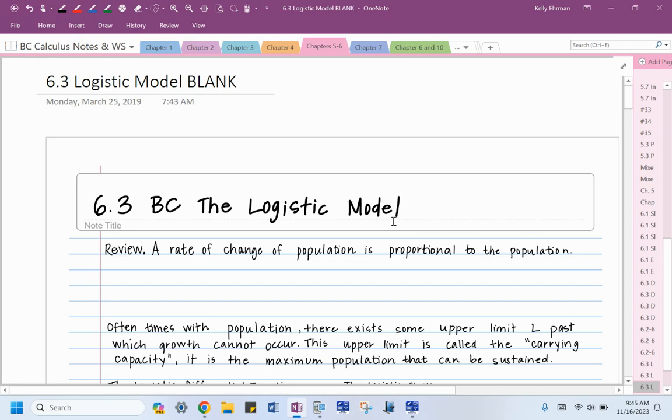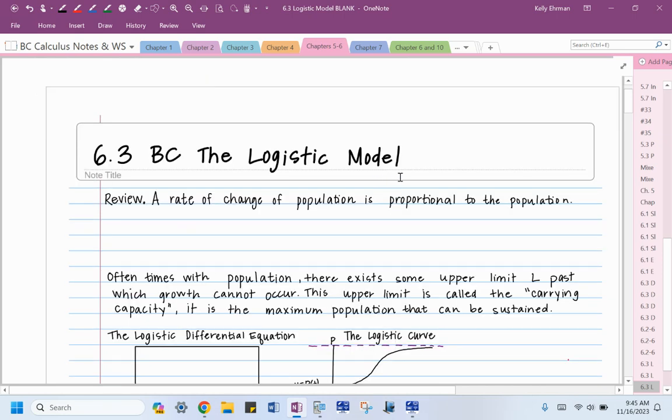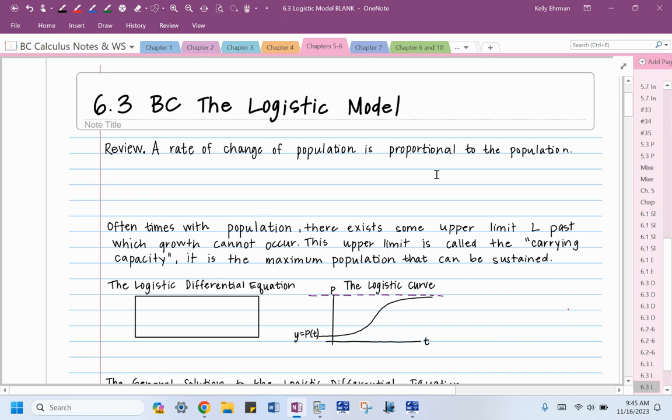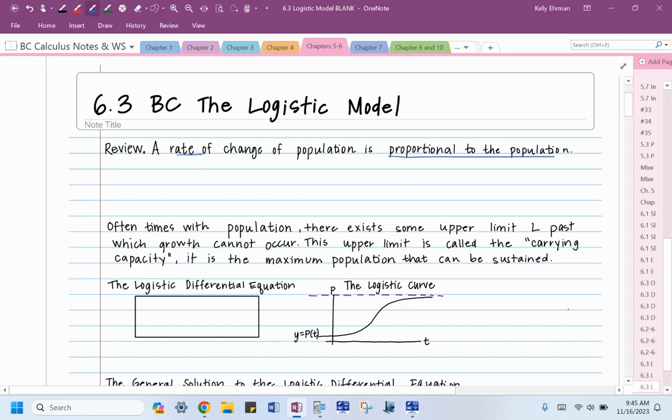All right, so this is our last day of notes in chapter 6, and we're talking about the logistic model. So just a quick bit of review here. The rate of change of a population is proportional to the population. So the rate of change, which is dP/dt, is proportional, meaning some constant k, to the population, so times just P.